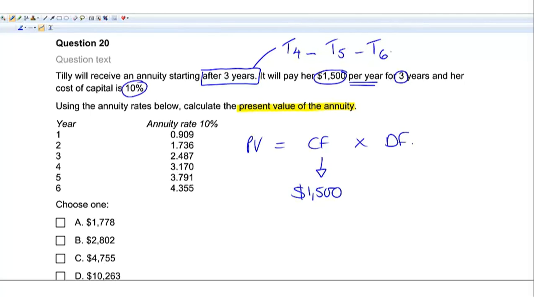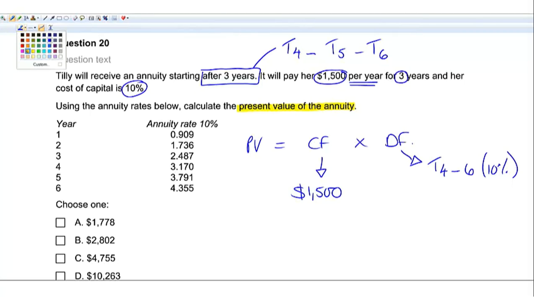The interest rate that we're given in the question is 10%, so 10% is our cost of capital. So therefore the discount rate that we want to use is a discount rate that will cover time periods 4 through to 6 at a rate of 10%. And we're given some annuity rates to use here. We're given the annuity rates from year 1 through to year 6.